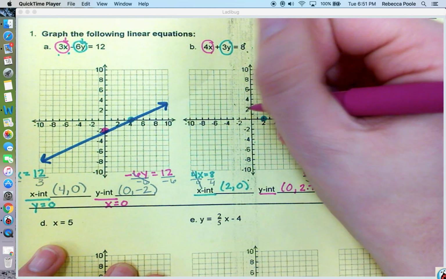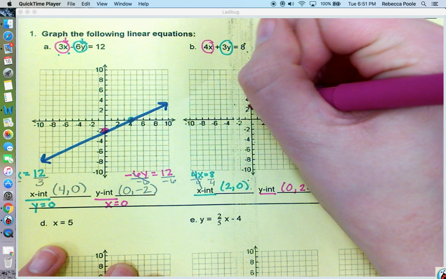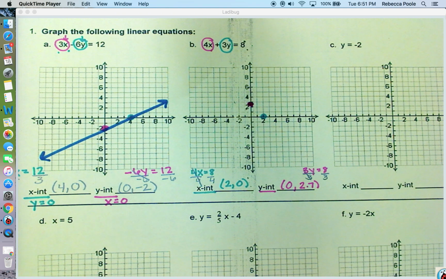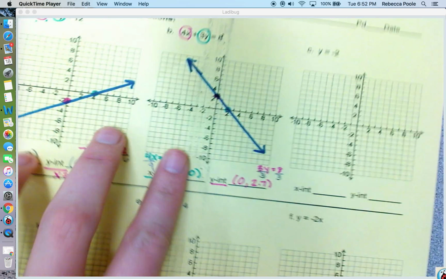So 2.7 is over 2, but it's closer to 3. So maybe like right here. I shouldn't say maybe. Put it right there. Greater than 2, but a little bit under 3. And then once you have your x and y intercept, you can connect your 2 points to make your line.